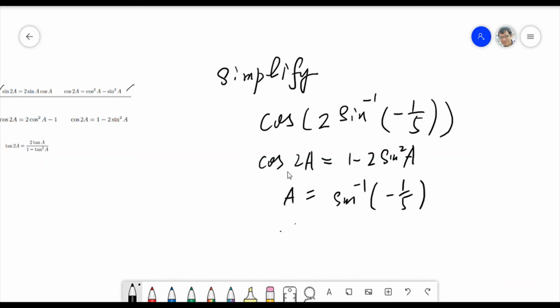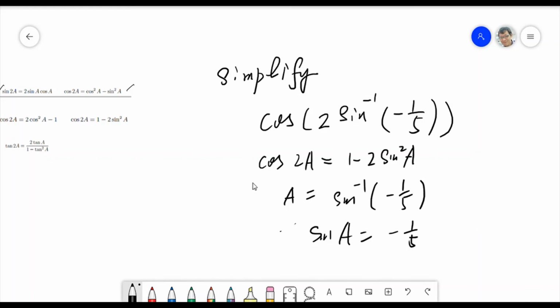We just need to find the result, right? We need to find cosine 2A. That's what we need to do. Here, we already have sine A. Sine A is what? Sine A is -1/5, right? So let's just write sine A is -1/5.